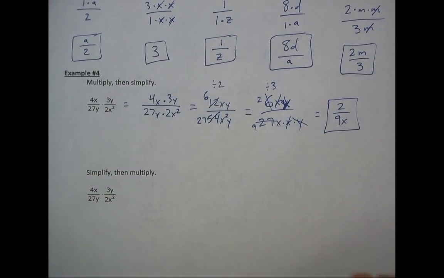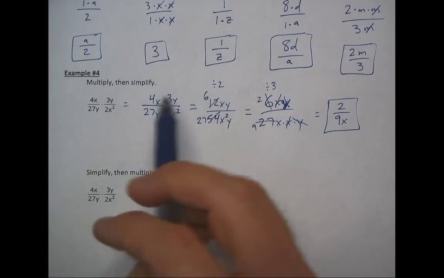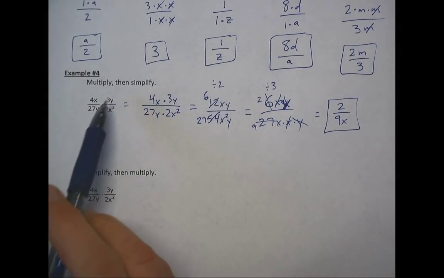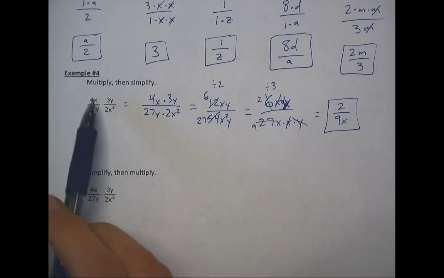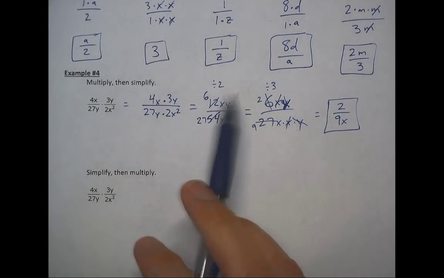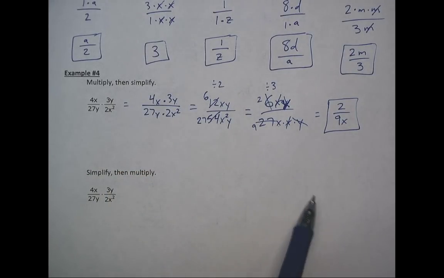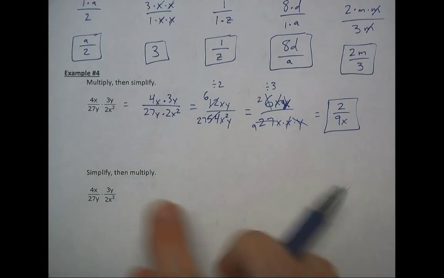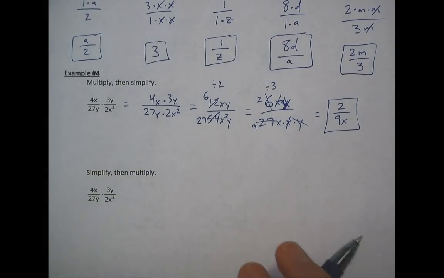Okay, that kind of seems like a lot of work, right? And it's kind of like I always talked about when we were multiplying just numbers and we didn't have these variables here yet, is that before you multiply fractions, you can kind of simplify some things early, and it'll save you a whole bunch of simplifying with bigger numbers later. Same thing applies here. So we're going to do the same exact problem, but we're going to simplify first.